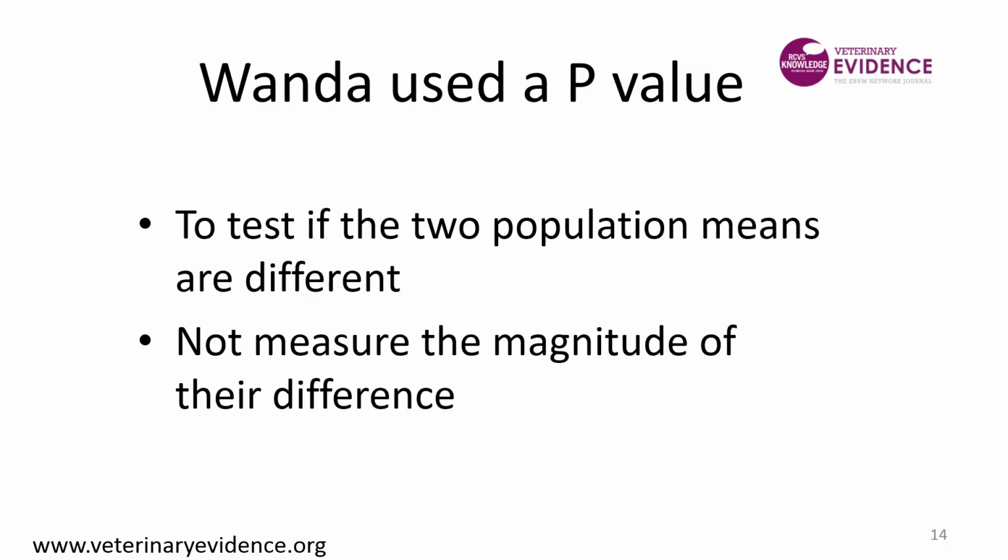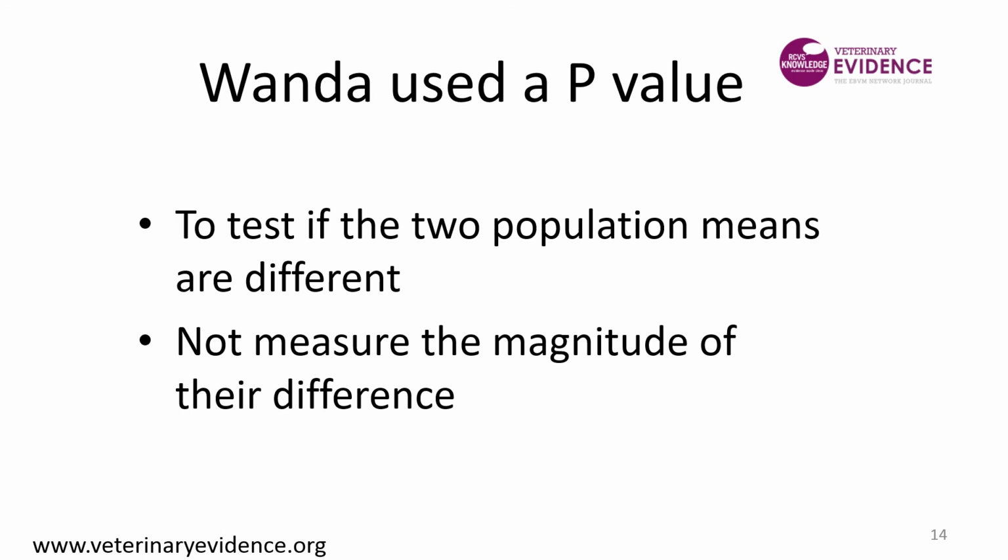All right, so we talk about p-values. Wanda had a p-value in there. So we're talking about p-values now, to test if the two population means are different. So she's over on this side of the screen with those two big things. She wants to see if the population in London, their height is different from Liverpool, in this case TPLOs. So it's important to realize that a p-value is not a measure of the magnitude of the difference. It just says if there's a difference in those population means. That's all it is.